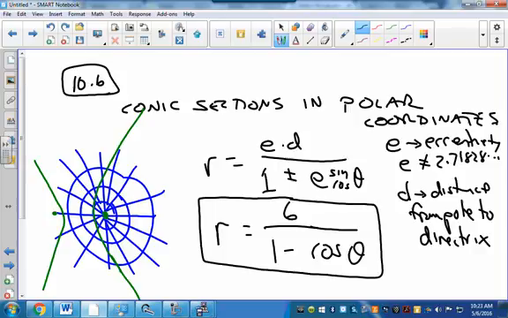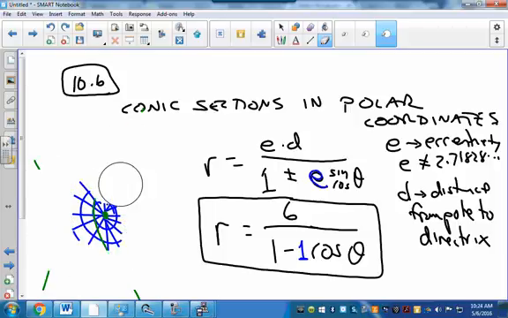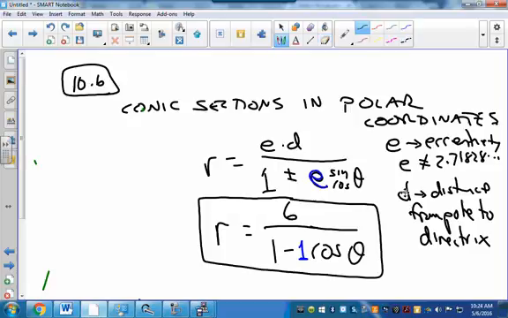You see, there's supposed to be a number in front of the sine or cosine. Was there? 1. So we're multiplying by 1. Okay, so that tells me my eccentricity is 1. By the way, what kind of conic section will this be? So it will be a parabola. It has to be because the eccentricity is 1. Let's try graphing it on the calculator to verify that it actually comes out to be a parabola.